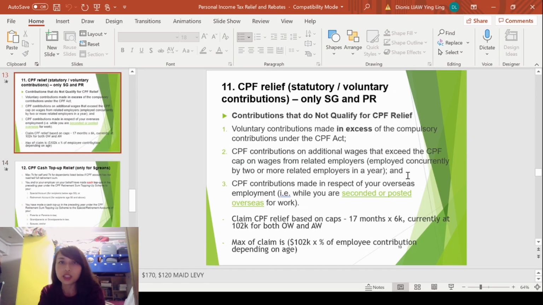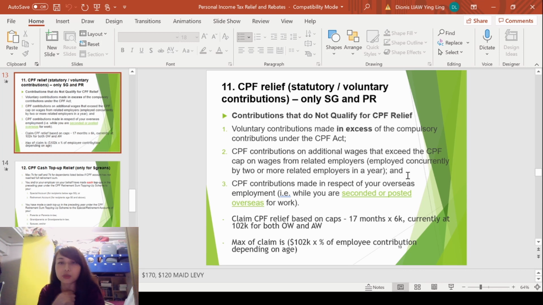So it doesn't matter whether you are currently self-employed or whatever. The maximum CPF you can claim for relief is always the same amount if you are the same age as me, depending on your employee contribution rate. This rate can be taken from the CPF website to calculate. For now, if you don't know anything, just go $102,000 times 20%.